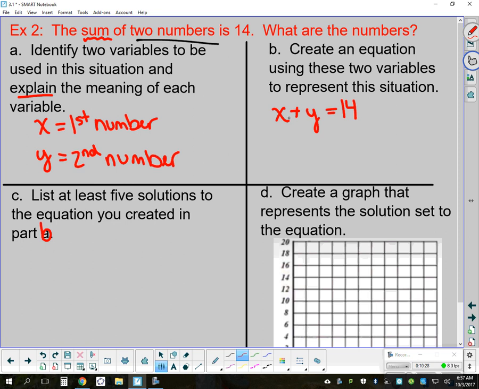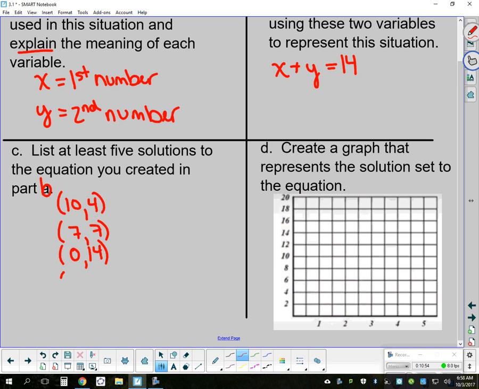Okay. Well, what two numbers could you add together and get 14? My first thought was 10 and 4. So 10, 4. You can add those together and you can get 14. You could add 7 and 7 and get 14. You could add 0 and 14.